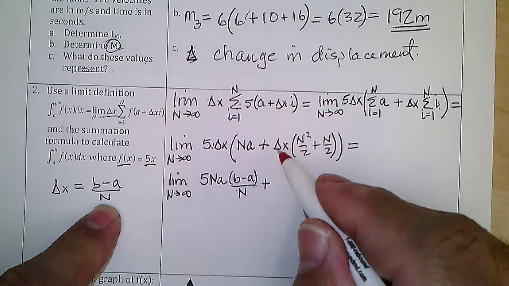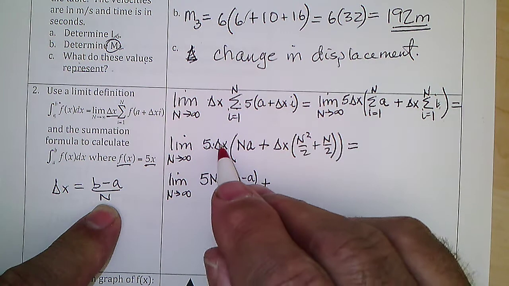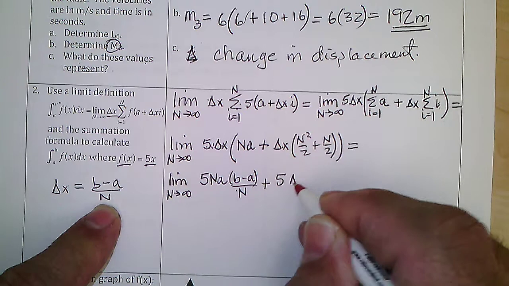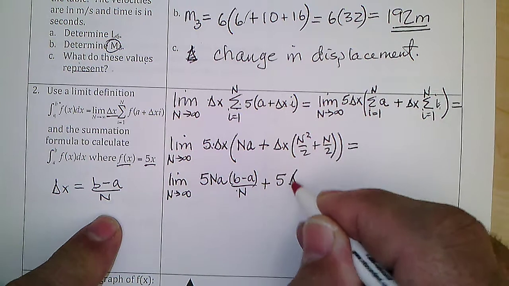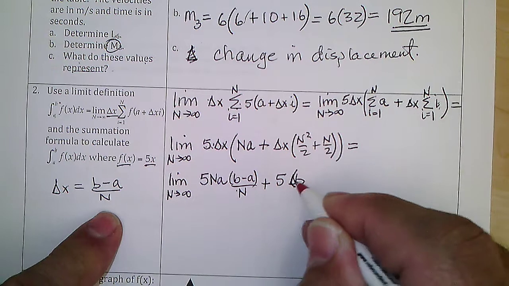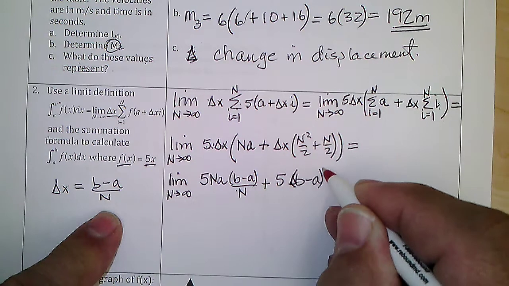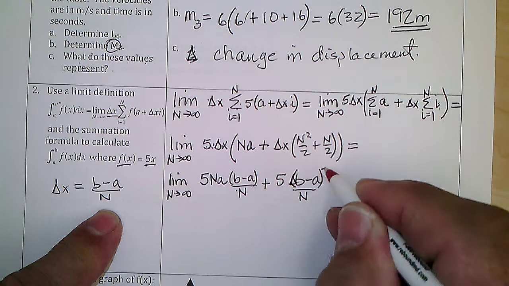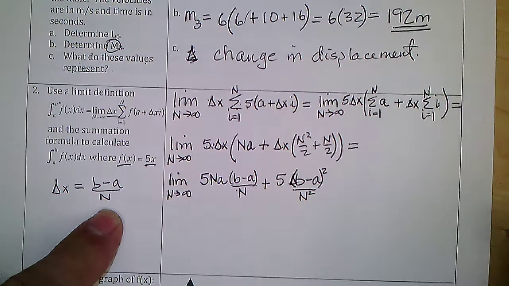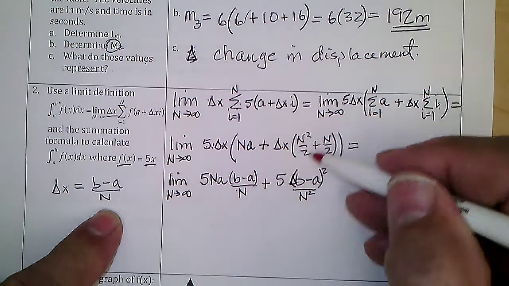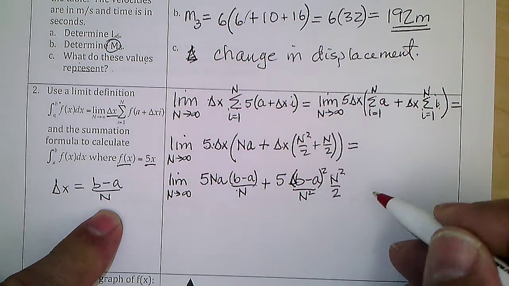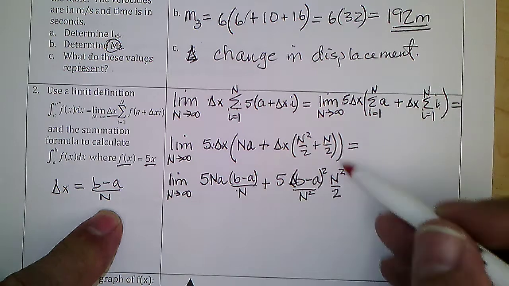Plus, now I got a 5 delta x times delta x, so that's going to be 5 times delta x squared, and delta x is b minus a over n, and that quantity is squared, so square the numerator and the denominator, times the first part of this, and I'm also going to have that same thing times the second part.